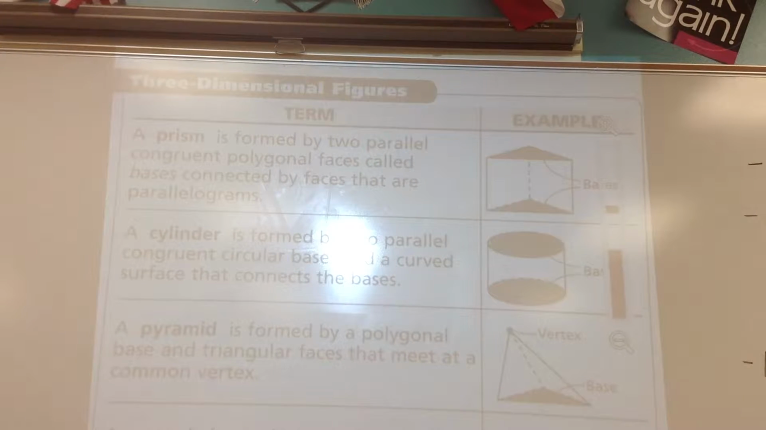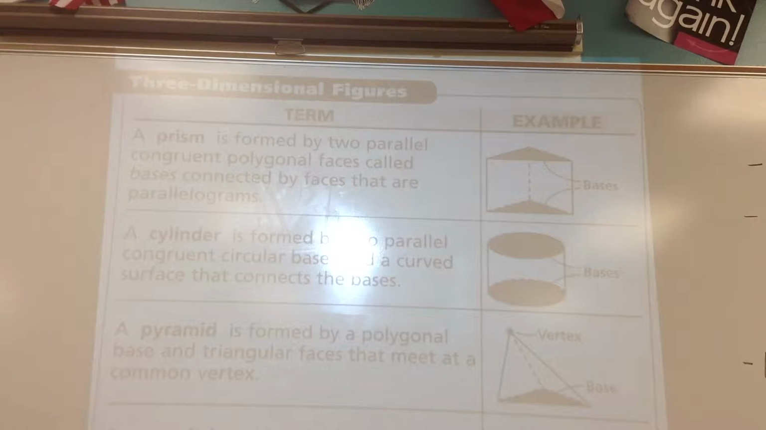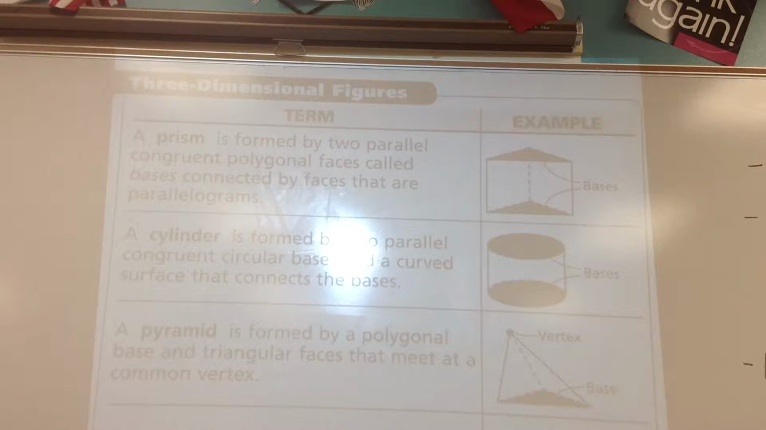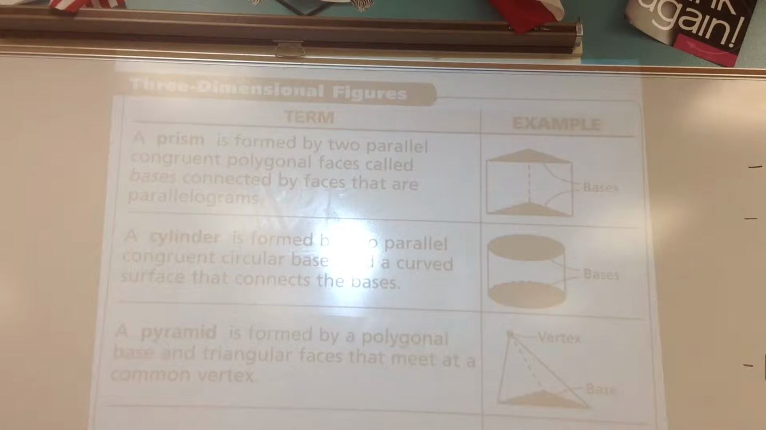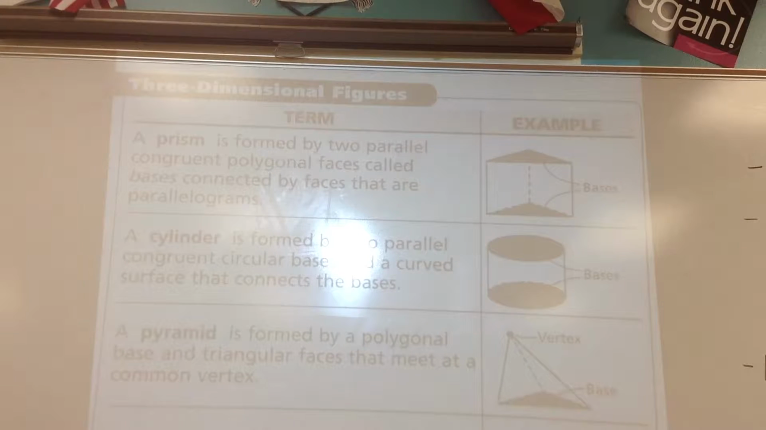A prism is formed by two parallel bases that are congruent. They have to be exactly the same shape and exactly the same size. And then those will be called your bases.